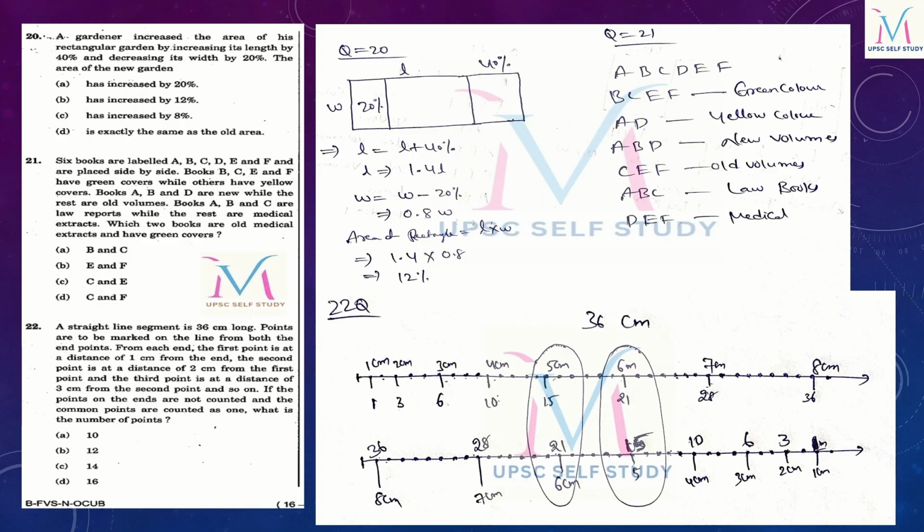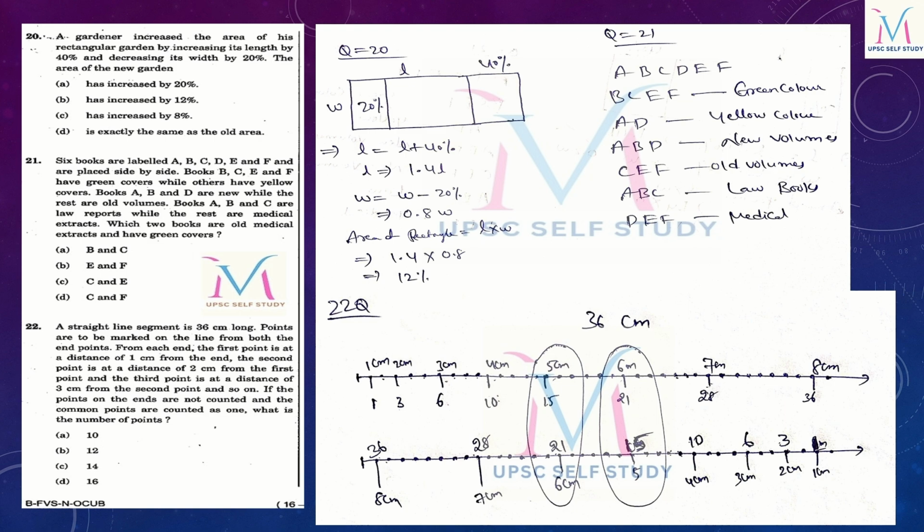Again, if you read the question and look at the explanation part, you will be able to understand. This is a simple question. So for this question 21, the answer is E and F, which means option B.